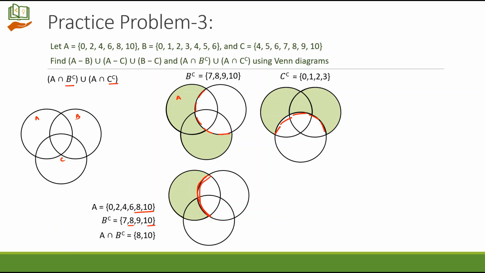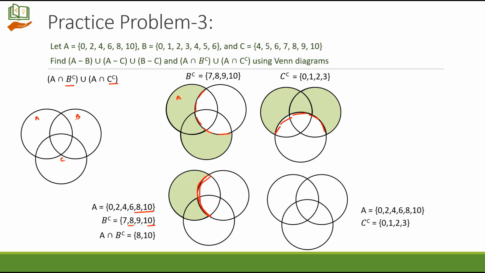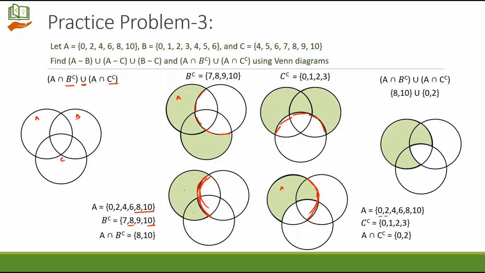Now what about A intersection C complement? Whatever is shaded in C complement, there you are finding only intersection with A. What is common between A and C complement? We have 0, 2. So A intersection C complement will be 0, 2. Now we have to find union between these two results. The union of 8, 10 and 0, 2 will give 0, 2, 8, 10.